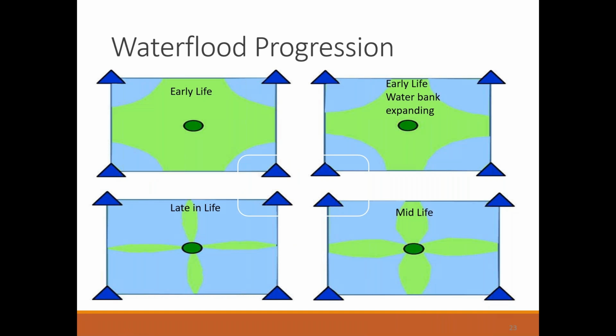Now, when you are injecting in a particular pattern, you can see how it behaves. You can see the shape. This is the early life, where the water bank is expanding, then the mid life, and then late in the life. So you can see how it is expanding and how it is moving ahead.